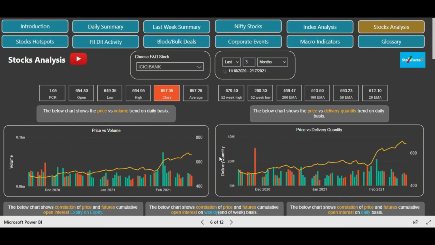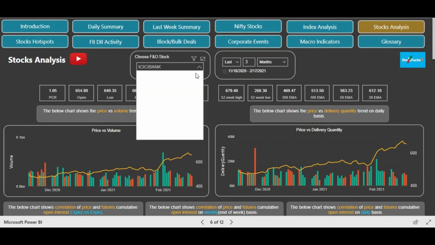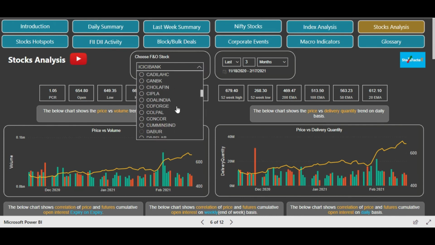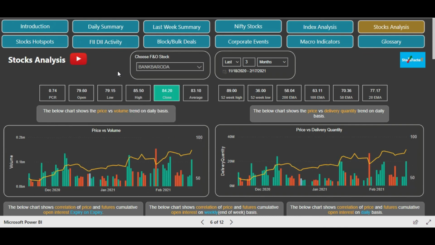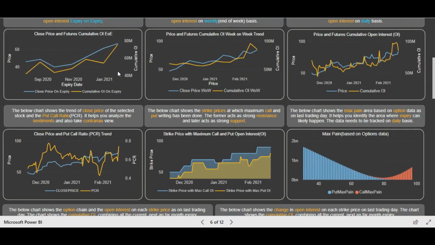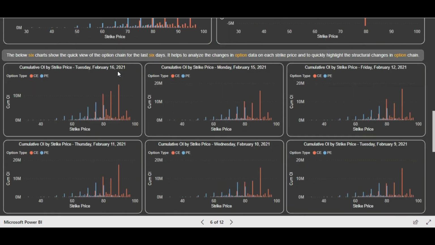So friends, now let's take the last example. I'm going to take the example of PSU Bank. So you already know that there has been a strong rally in PSU banks, and they have kind of given a breakout. So let's see from the future perspective also what are the prospects we can take. So let's select the Bank of Baroda. So friends, the data is now filtered on the Bank of Baroda, you can see. So we'll quickly go to the option chain.